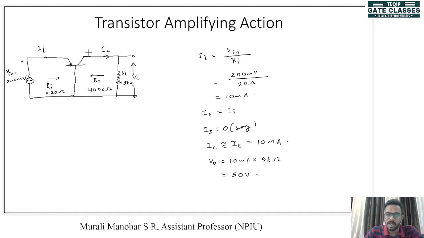So we got amplification in voltage, and we can find out the gain of this amplifier, voltage gain AV, which is equal to V out divided by V in, which is 50 divided by 200 millivolt, and that is equal to 250. So we got an amplification of 250 times. This is the amplifying action of a transistor.